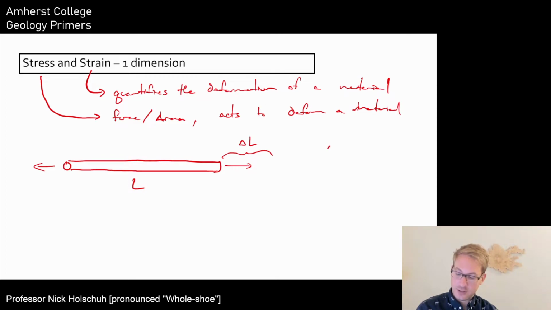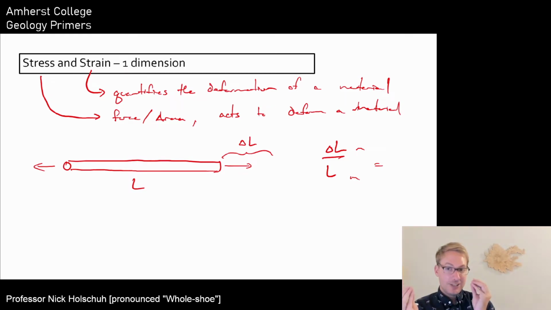Strain is equal to the change in length over the length itself, ΔL over L. As a result, strain is a dimensionless quantity. It has no units. Its numerator had units of meters, its denominator had units of meters. That leaves us with something with no units.